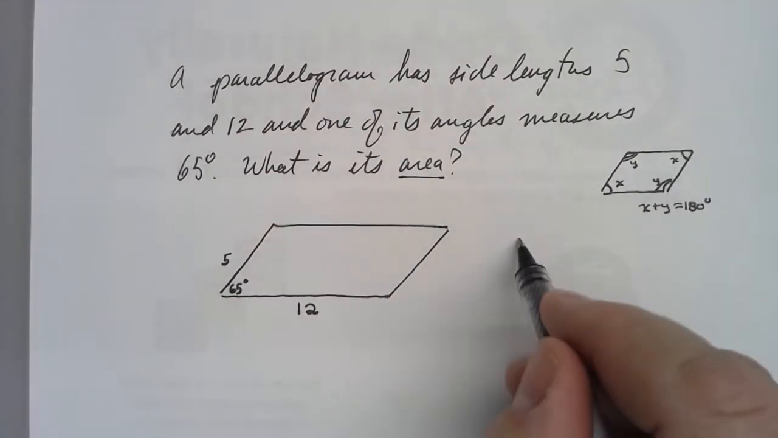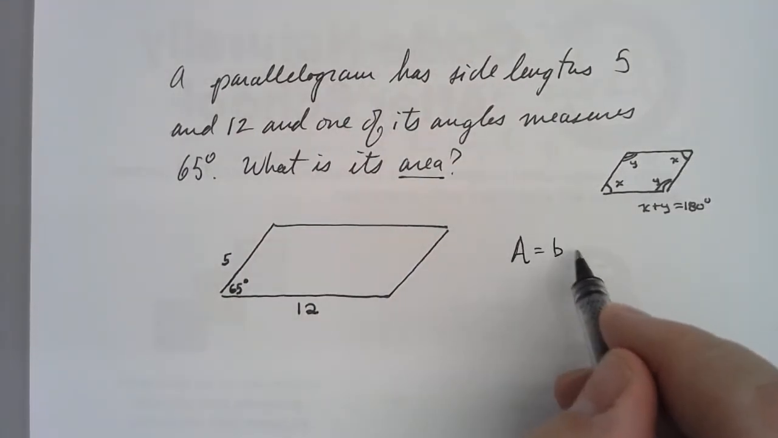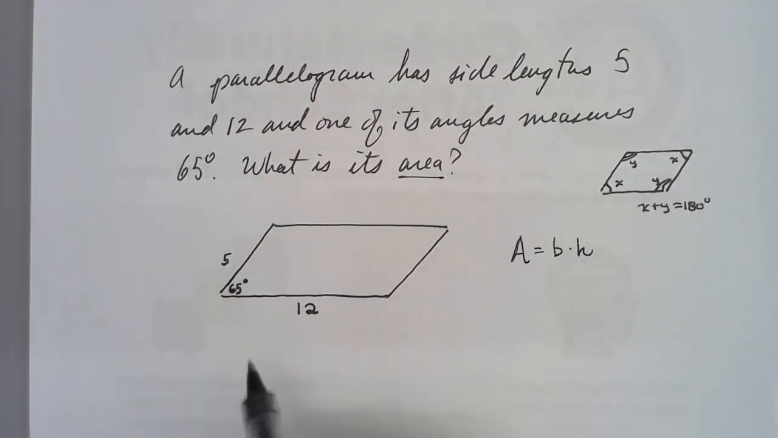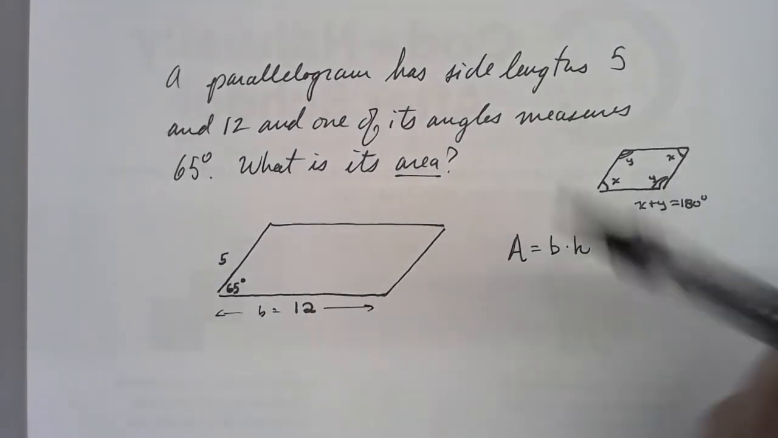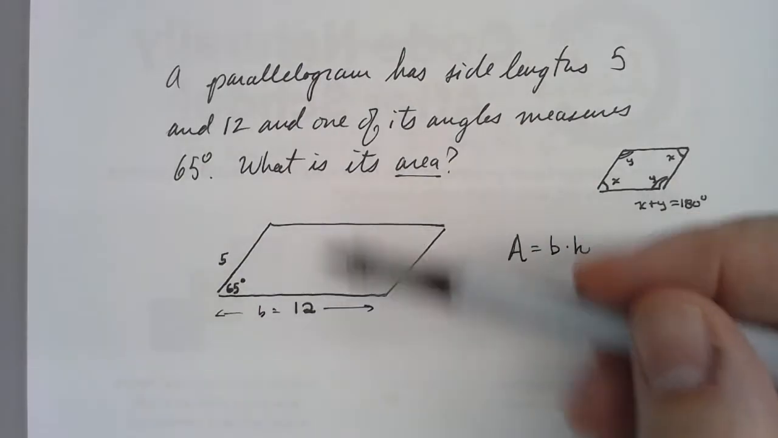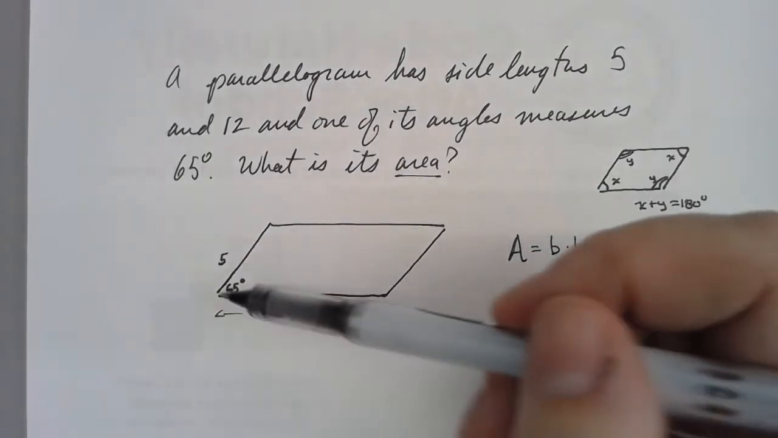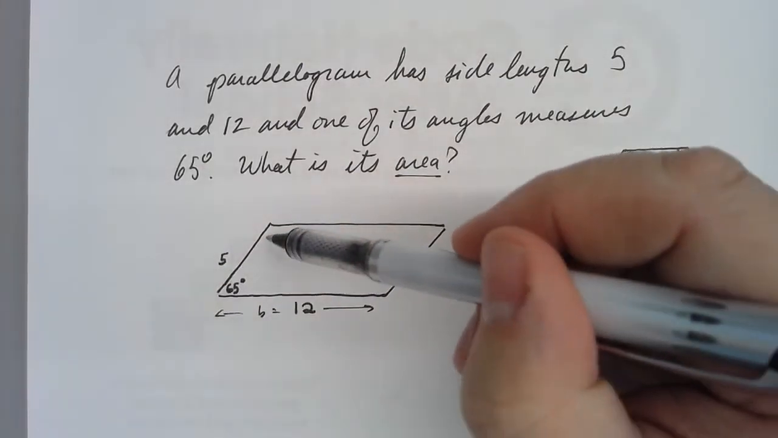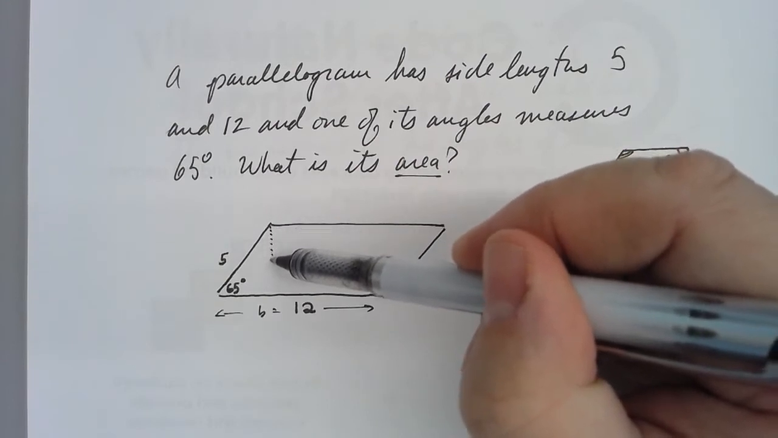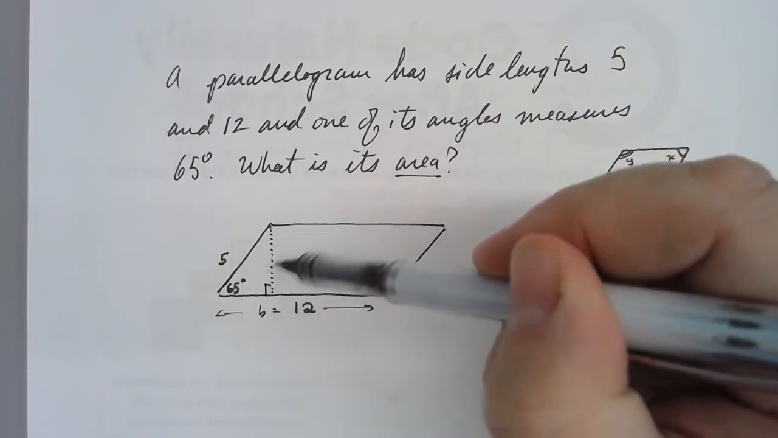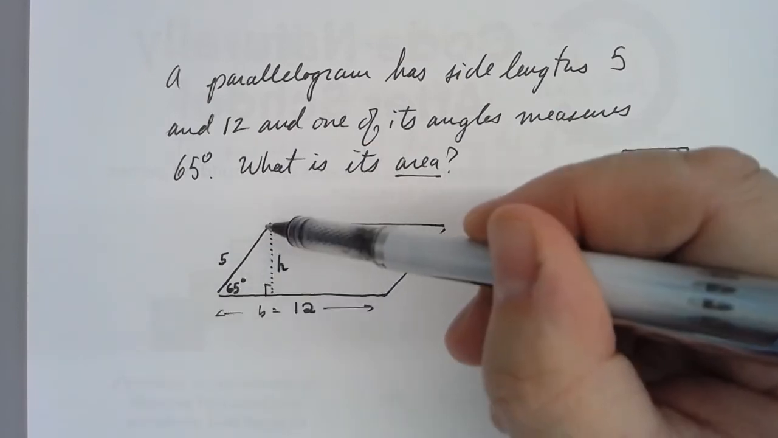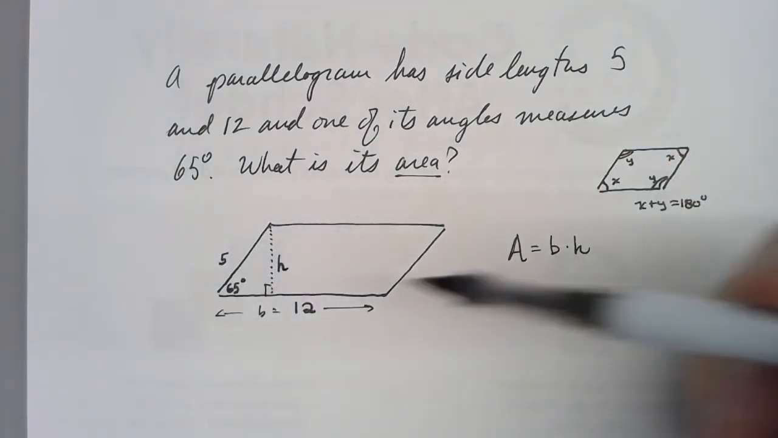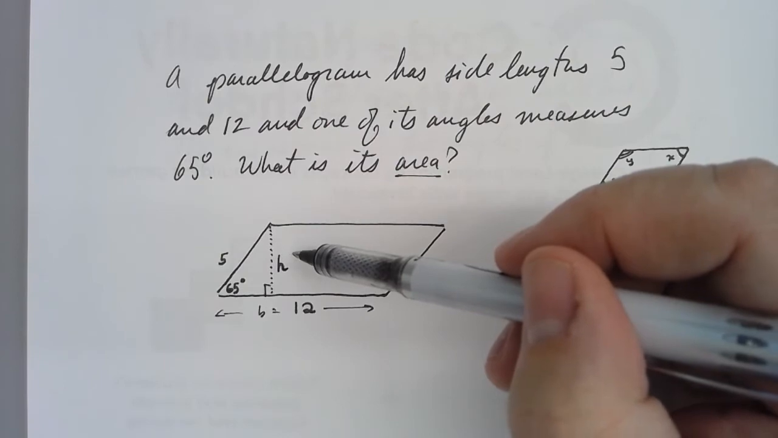So our question is, what is its area? Well, remember, area is base times height. But we don't have a height here. We're going to call this the base. I like to have my base on the bottom. Height is base to base distance. And for problems with angles, it's almost always best to make the height over here so you get a right triangle, because we're going to use trigonometry in order to determine what the height is.